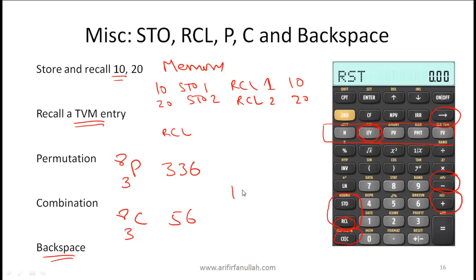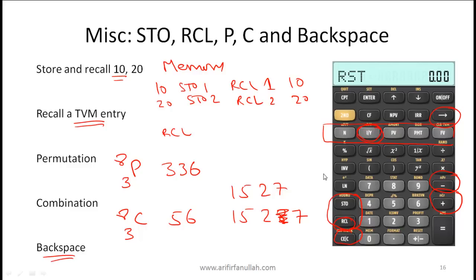And the last little useful button I'll talk about is the backspace button. Say you are entering 1527 and by mistake you enter 1528. Rather than having to enter the whole number again, you can just hit the backspace button. That will erase the 8 and then you can type in 7. Comes in very handy.